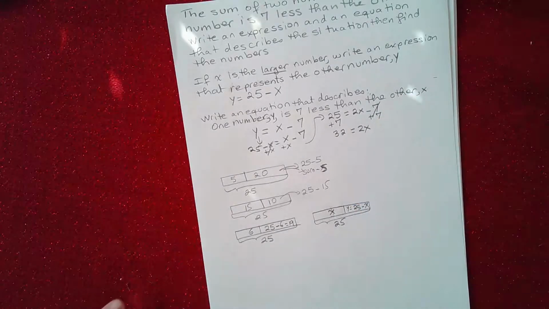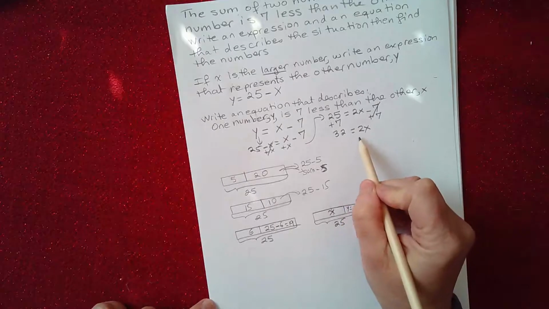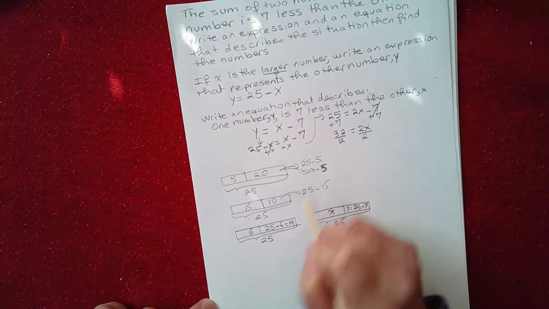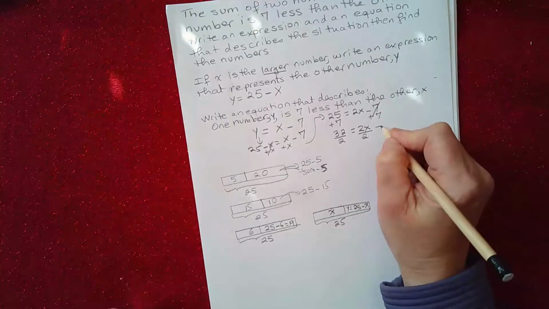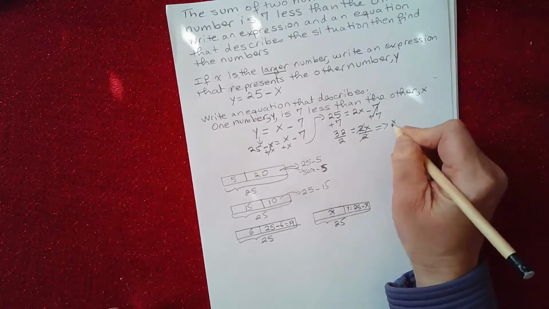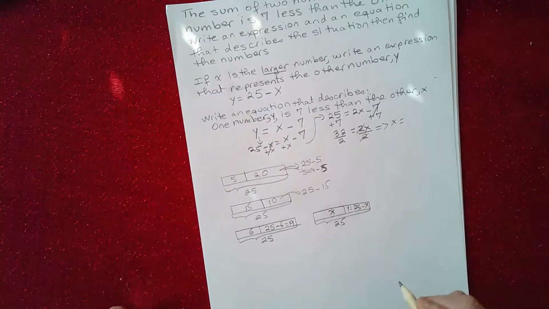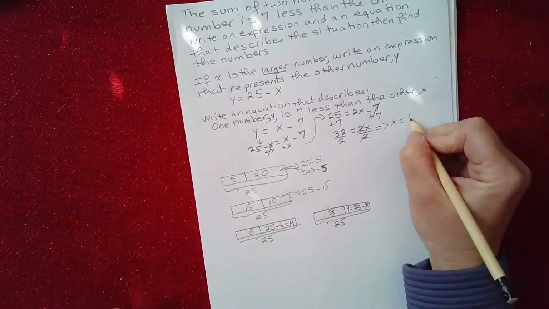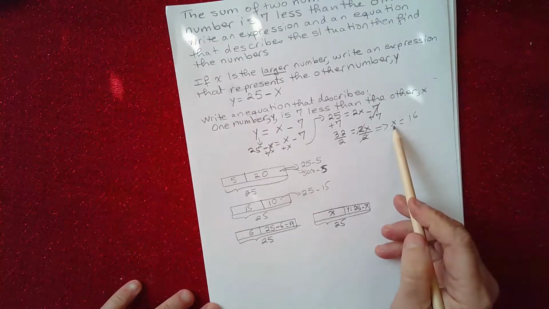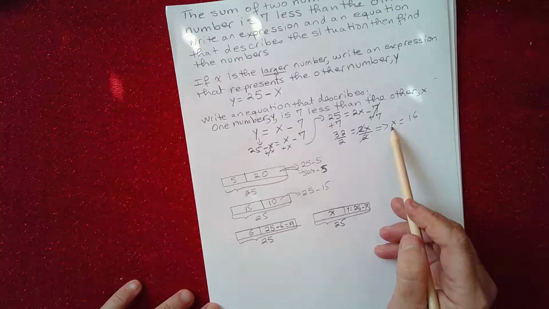Now we can solve for x by dividing both sides by 2. That's the coefficient of x. So if we divide by 2, what does that give us? So this cancels with this. I'm left with x equal to 32 divided by 2, which is equal to 16. Now I solved for the larger number, which is x. Now I can solve for y.